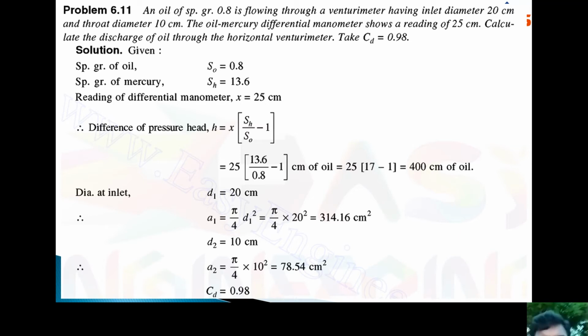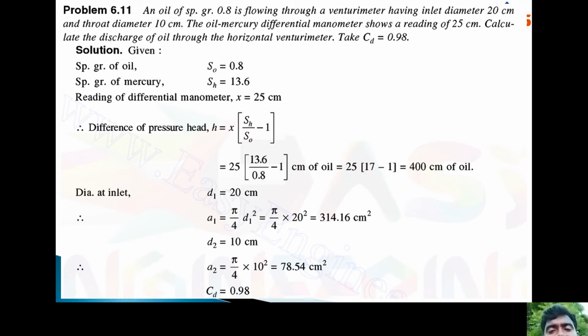This is another problem. The specific gravity of oil is given in the problem, S0 equal to 0.8. The specific gravity of mercury is 13.6. Next, the reading of differential manometer x equal to 25 centimeters. Therefore, the difference of pressure head h equal to x into (sh by s0 minus 1). This is the equation.